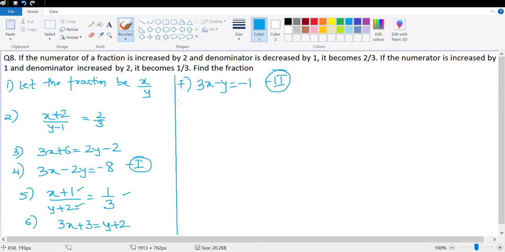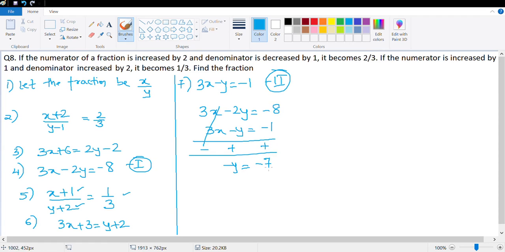So we have two equations, 3x minus 2y and 3x minus y. Let's subtract them because the coefficient of x is already equal. So 3x minus 2y is negative 8. 3x minus y is equal to negative 1. Let's subtract. So the sign changes, negative, positive, positive. So 3x minus 3x is 0. Negative 2y plus y, that's negative y. Negative 8 plus 1, that's negative 7, which means y is equal to 7.